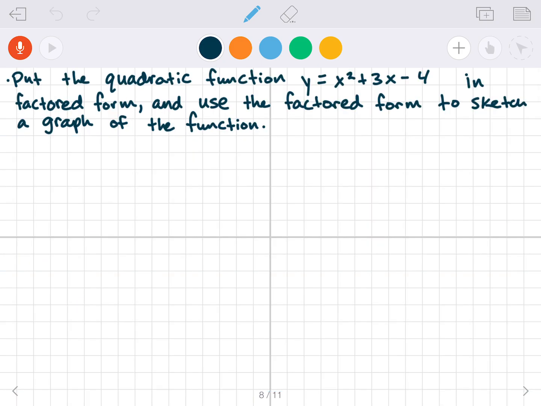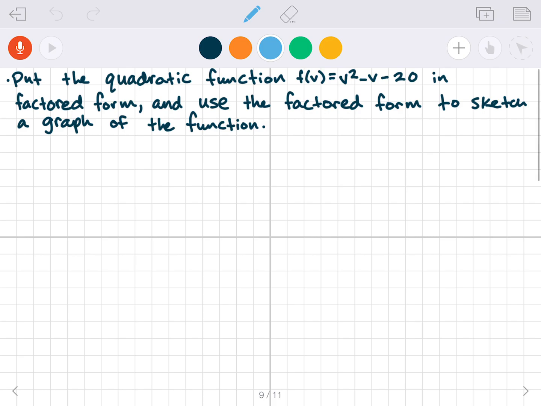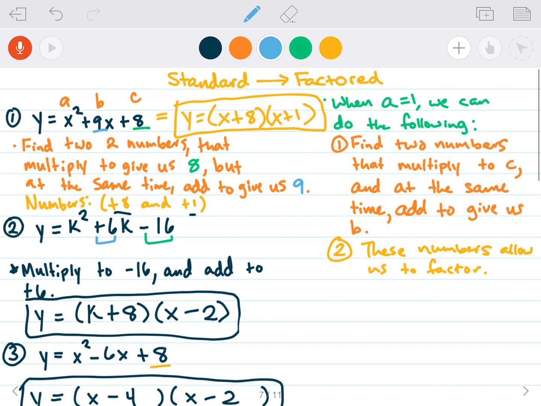All right, so what we want to do here is we want to put the quadratic formula in factored form and use it to sketch a graph of the function. Okay, so remember, factored form is going to give us our zeros. All right, so all of these things that we found are going to help us find our zeros. Now, what I want to do at this point is I want to show you how to find the zeros for each of these.